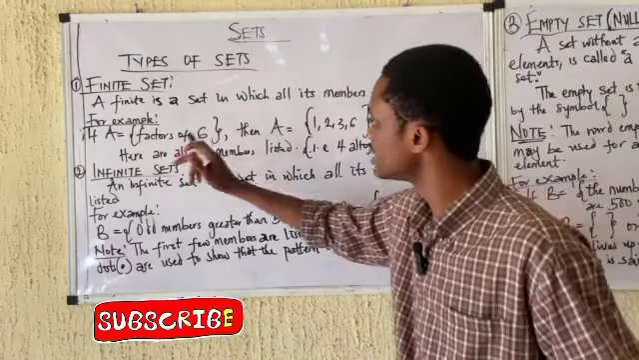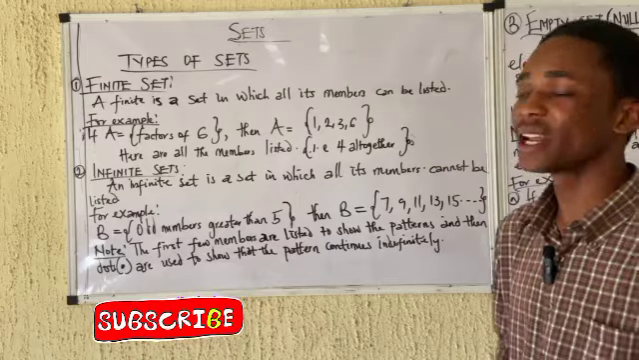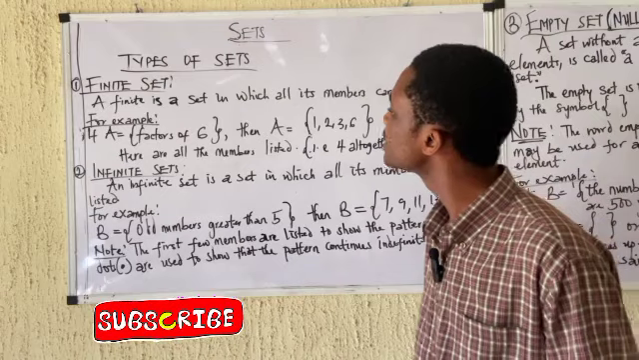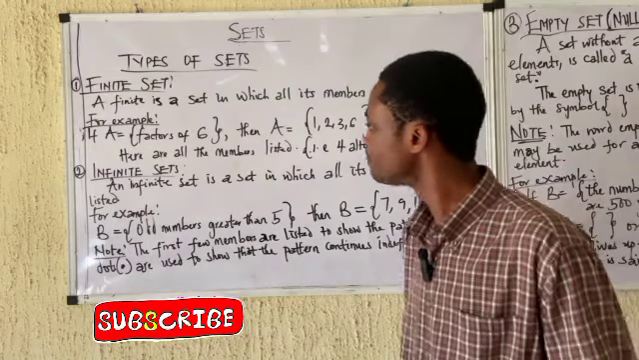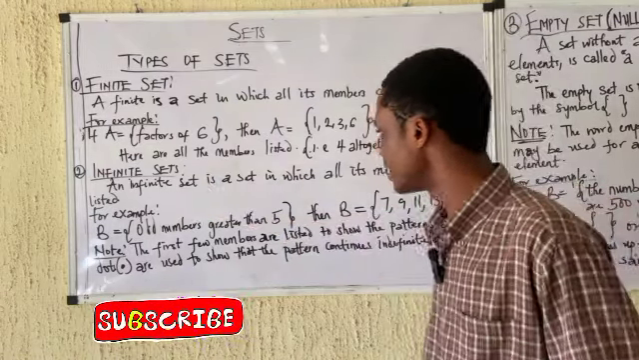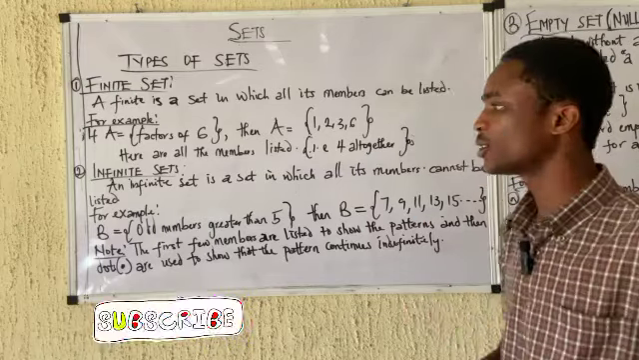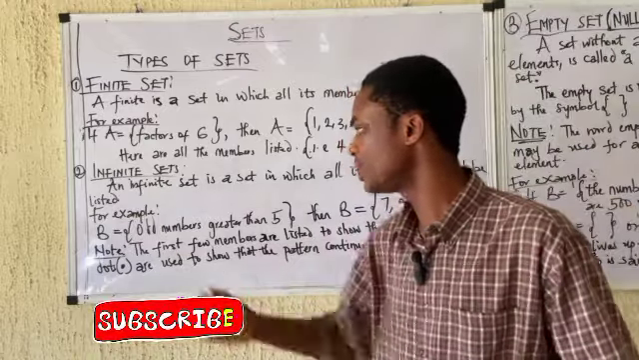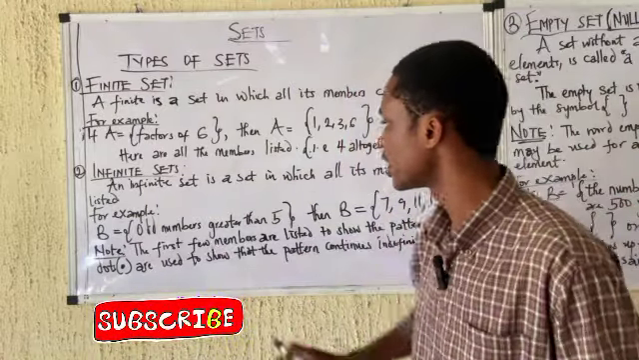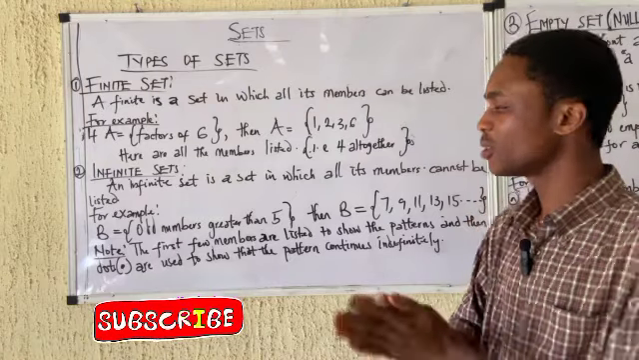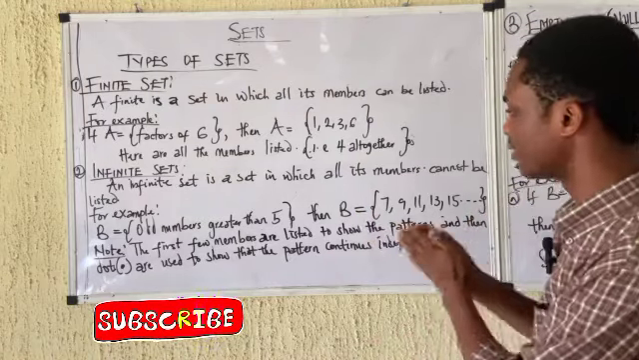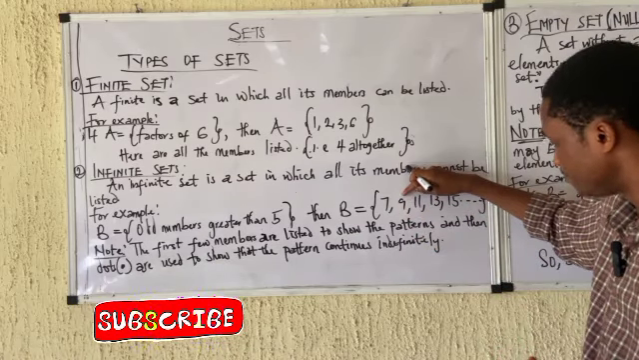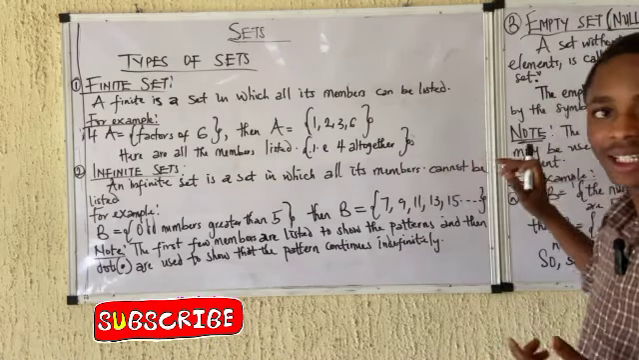Now, second, infinite sets. The first was finite; the second now is infinite. Let's take a look at the definition. An infinite set is a set in which all the members cannot be listed. They can't be counted. So, for example, let's say set B is the set of all numbers greater than 5. All numbers inside the brackets of set B are greater than 5. For example, 7, 9, 11, 13, 15, etc.